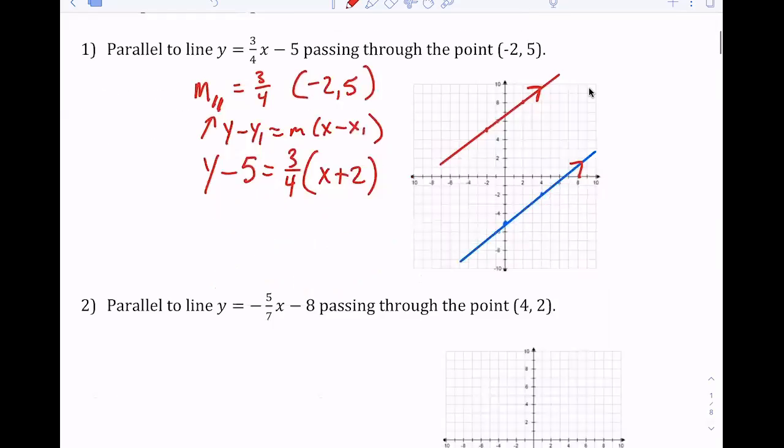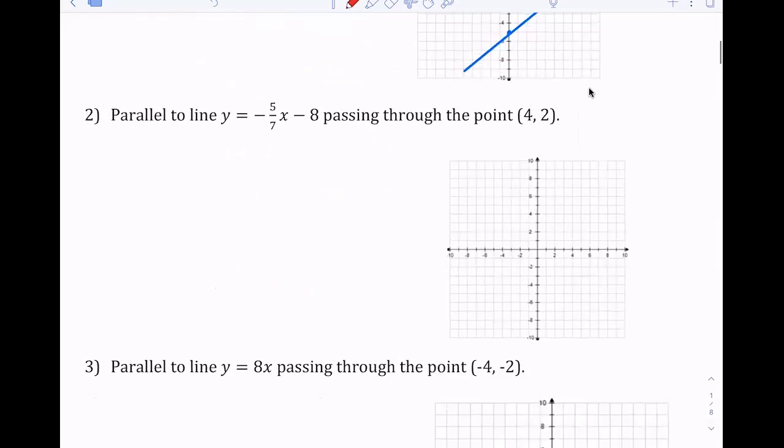All right, so now let's go to number 2. We're going to graph this real quick. So when I graph, I'm going to start at -8.